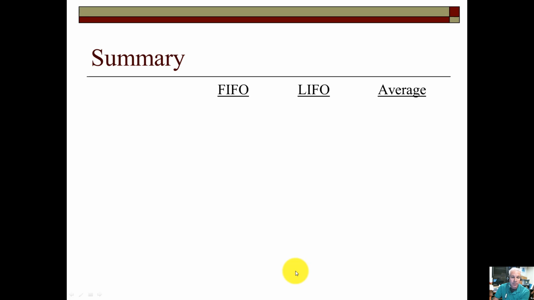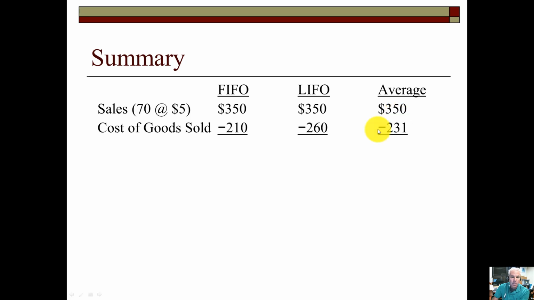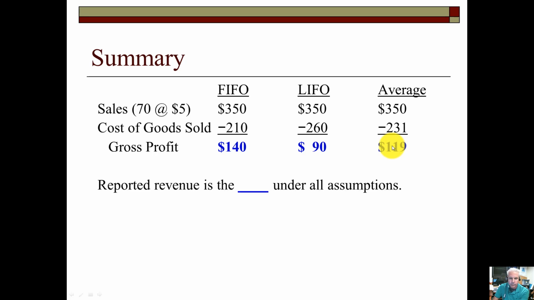Summary of these methods would be, sales would be the same for all methods. Cost of goods sold would be, as we said, higher for LIFO, lowest for FIFO, and the average falls in between the two. Gross profit, which is sales minus cost of goods sold expense, would be highest under FIFO, as we would expect because lower cost of goods sold, lower under LIFO because of a higher cost of goods sold, and in the middle for the average cost method.